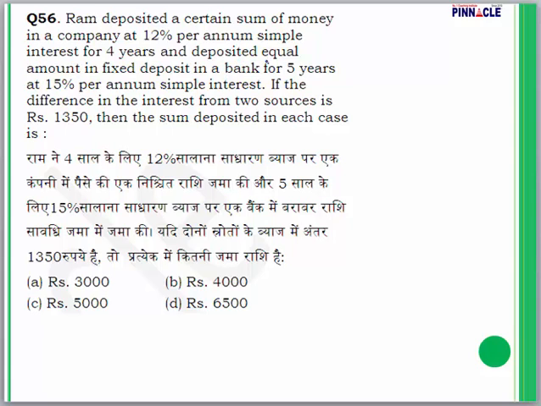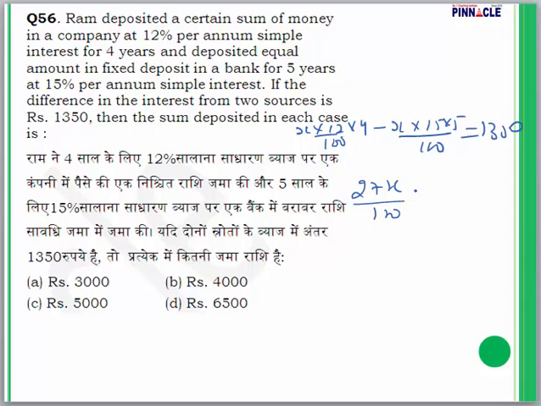And the equal deposits, deposit equal amount, it means let's take for example x into 12% into 4 years. The difference is x into 15 into 5 divided by 100, which is 1350. In another way you can say 15 into 5 is 75 and 12 into 4 is 48, 75 minus 48, that is 27x divided by 100 is equal to 1350.